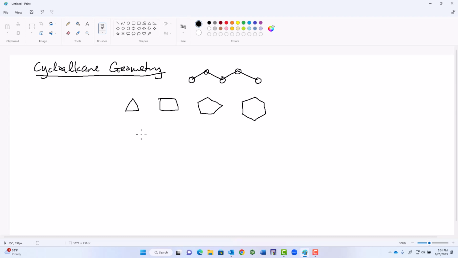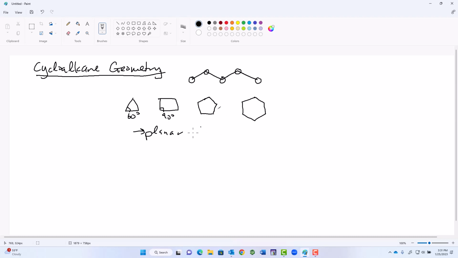We'll see that based on just the geometry of shapes, these should all be planar. I'm going to make this a little bit more accurate. Based on geometry, these should all be planar structures, and we can calculate the expected bond angle with some basic math: this is expected to be 60 degrees, this is expected to be a right angle at 90 degrees, and so on and so forth.